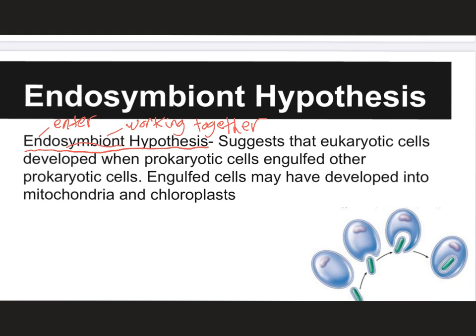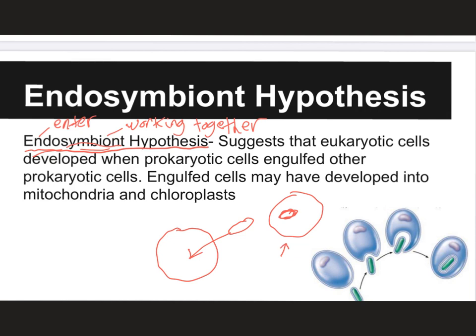So the idea with the endosymbiont hypothesis is there was a prokaryotic cell, and it tried to eat a smaller prokaryotic cell, nom. But for whatever reason, instead of eating that little cell, it engulfed it. It didn't actually break it down and digest it, but this little cell actually sort of went to work for this bigger cell. It became an internal symbiont, sort of working together. And so we think this is how the first eukaryotic cells developed.